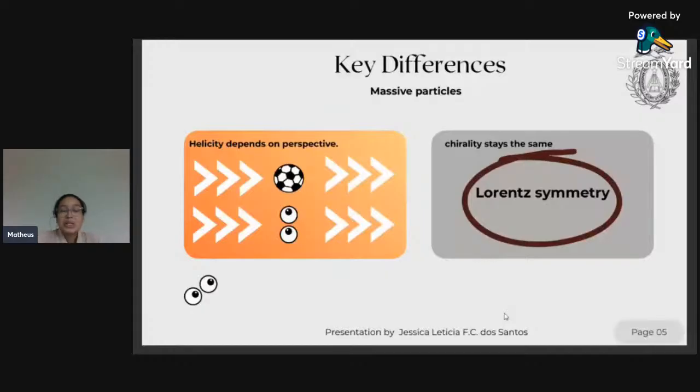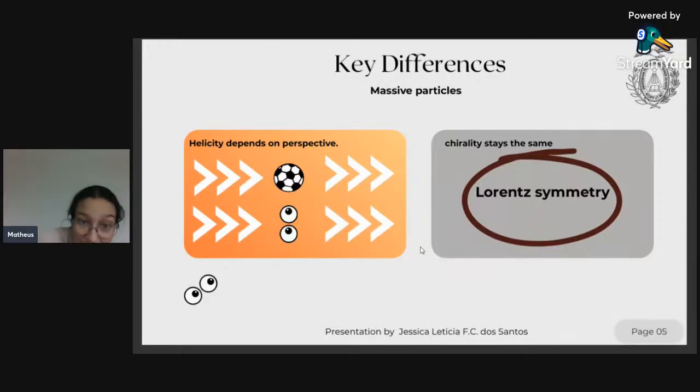The key difference between helicity and chirality is when we have a massive particle moving in a reference frame. Helicity and chirality are the same only if we have massless particles, because when we have mass, the mass term in the QED Lagrangian breaks the symmetry. So if we boost into a reference frame and we go faster than a particle, we observe its helicity changes, it flips.